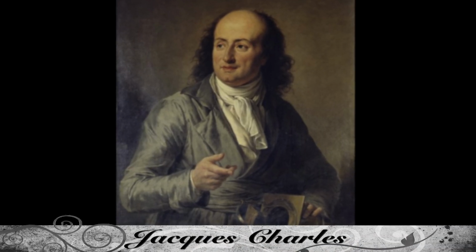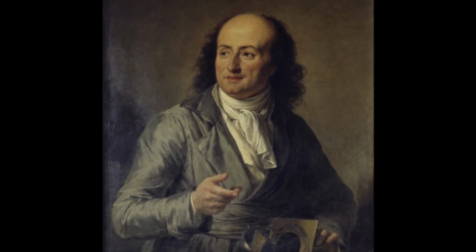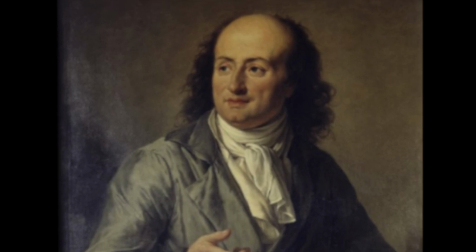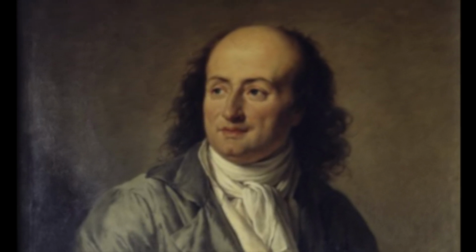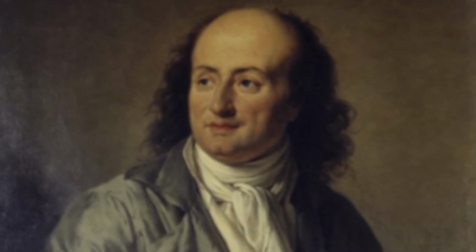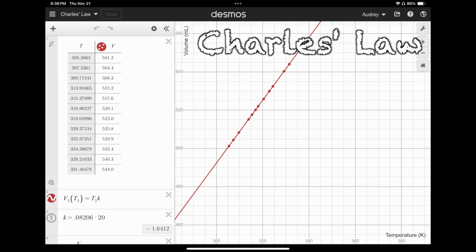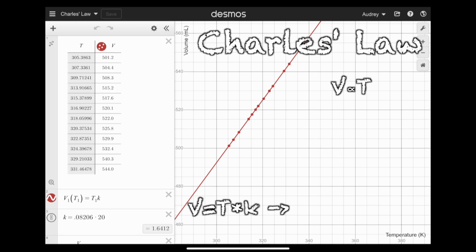Another guy, Jacques Charles, wondered what would happen to volume if you adjusted the temperature, like in a balloon. Let's see what happens. We can see that volume and temperature are directly proportional. As temperature increased, so did volume. This is shown in the plot V equals T times K, which tells us that when pressure and moles are constant, V divided by T is equal to a constant.